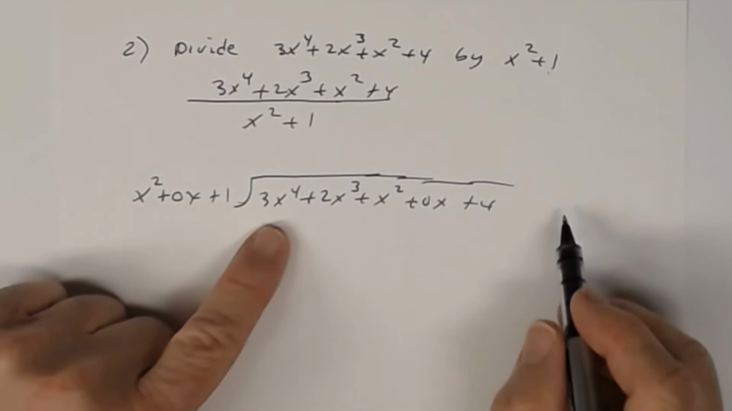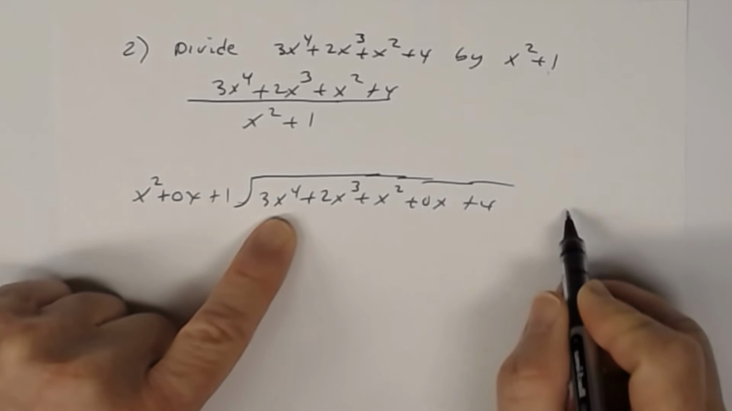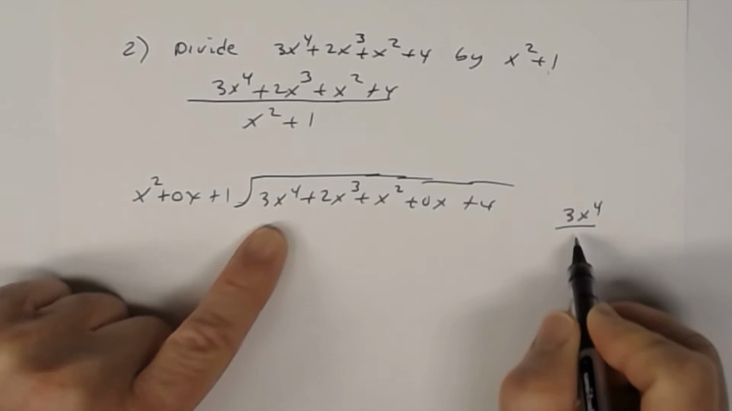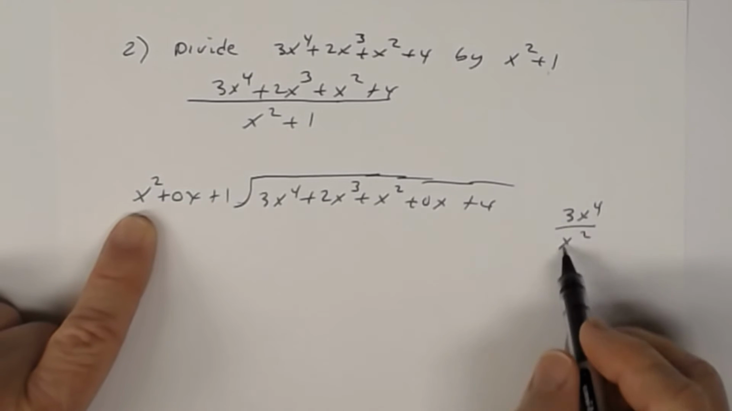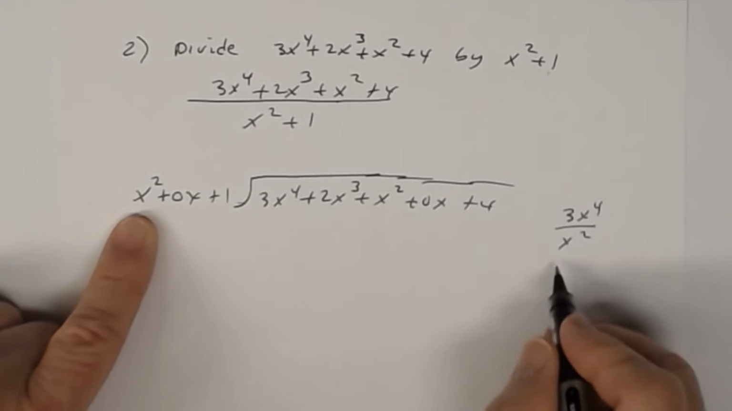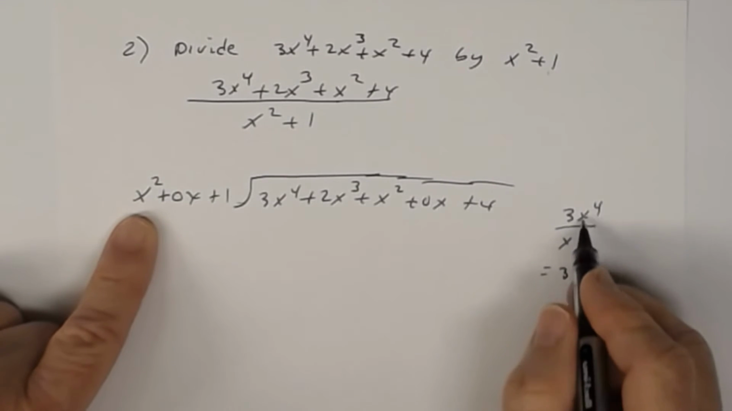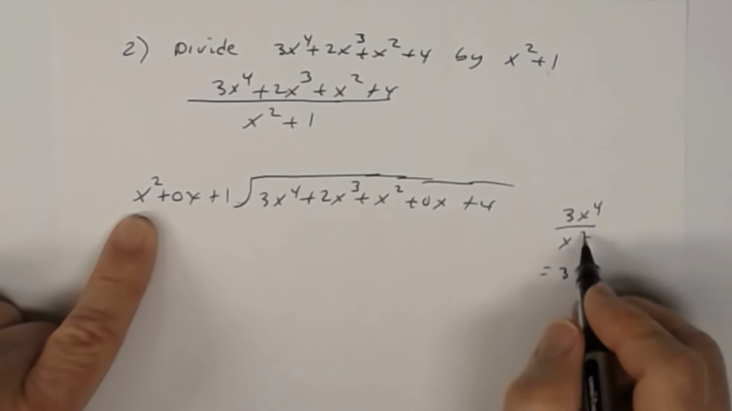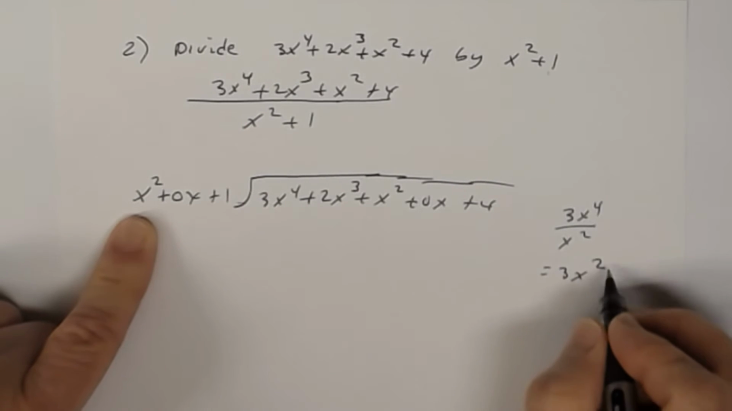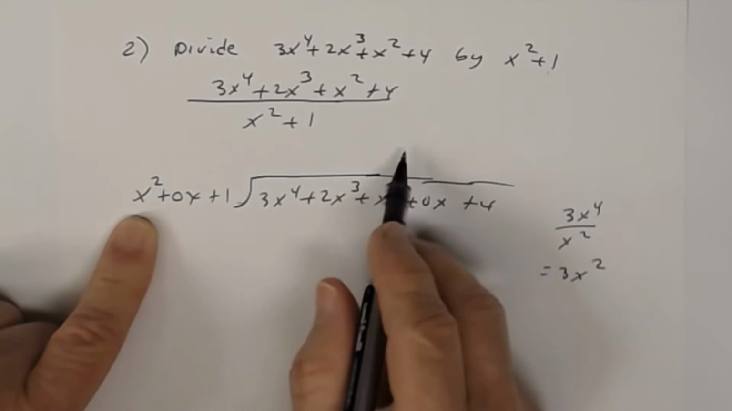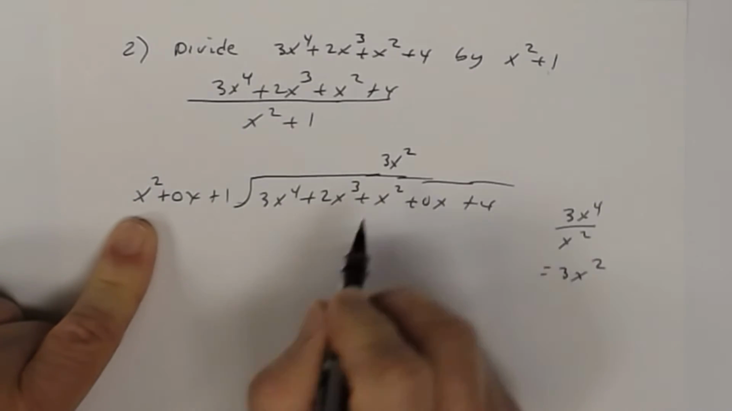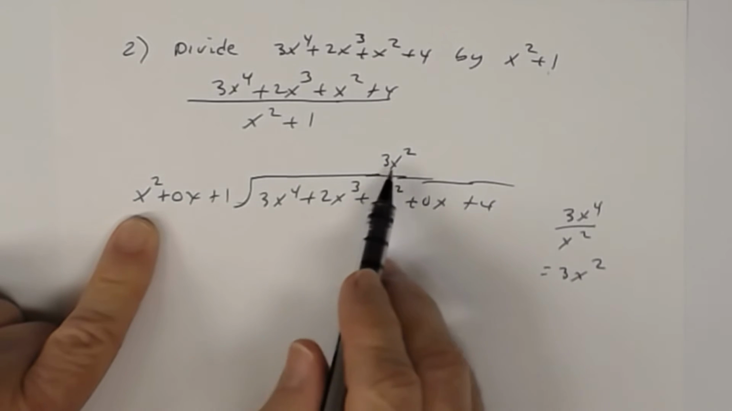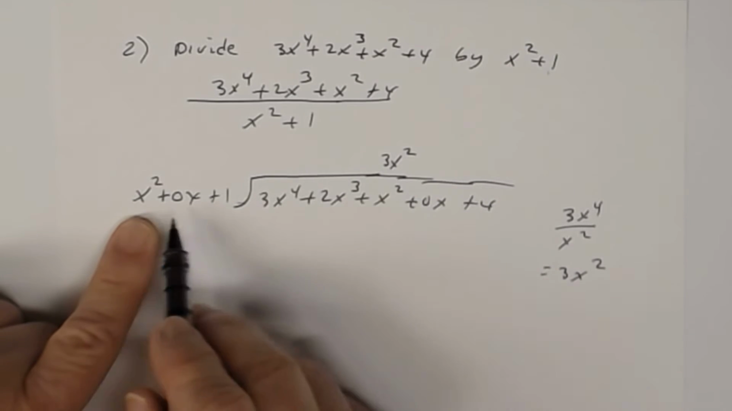So remember, the first thing we do is we take the first term you see here, 3x to the fourth, divided by the first term here, x squared. So when I reduce, I'm going to get 3. Remember, when you divide like base, you subtract exponents. 4 minus 2 is 2, so you get 3x squared. Now put that over its like term. So I'm going to put 3x squared here. Once you do that, you're going to take this, multiply by this.